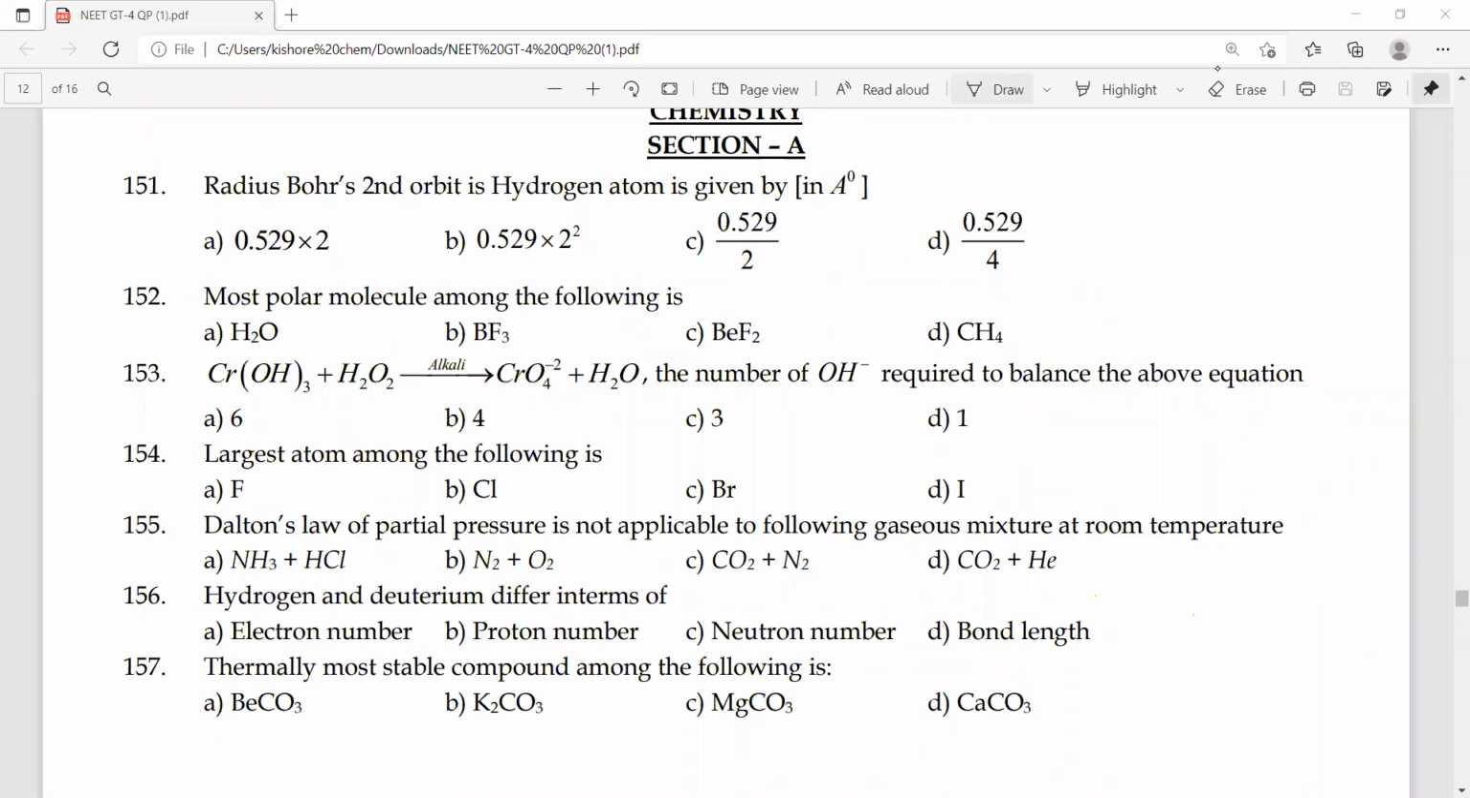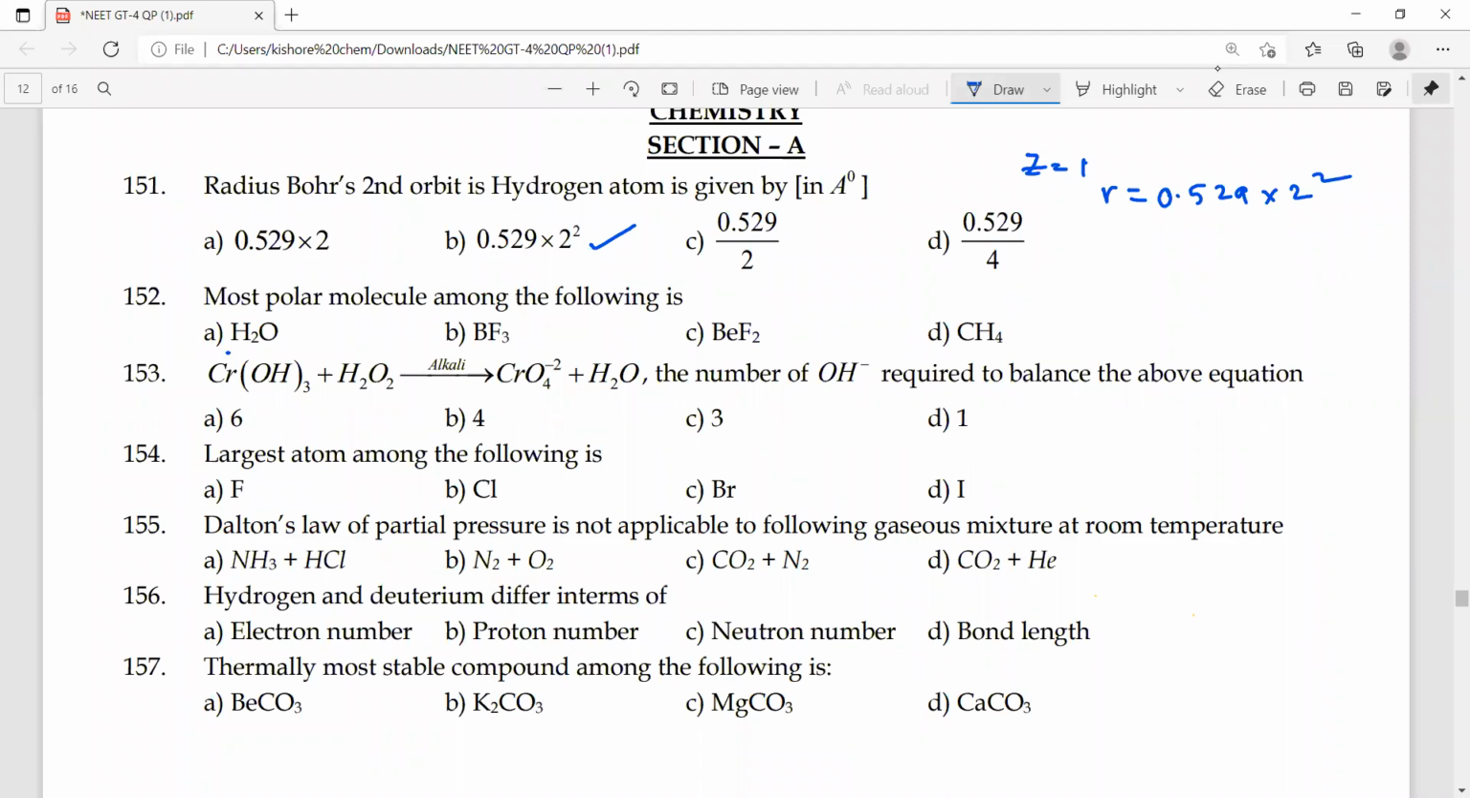Dear students, see this first question. The radius of Bohr's second orbit of hydrogen atom is given. We know that radius R is equal to 0.529 n square by Z. Here Z is for the hydrogen atom. The hydrogen atom Z value is 1. So R is equal to 0.529 n square, where n value is 2 square. So the second option.